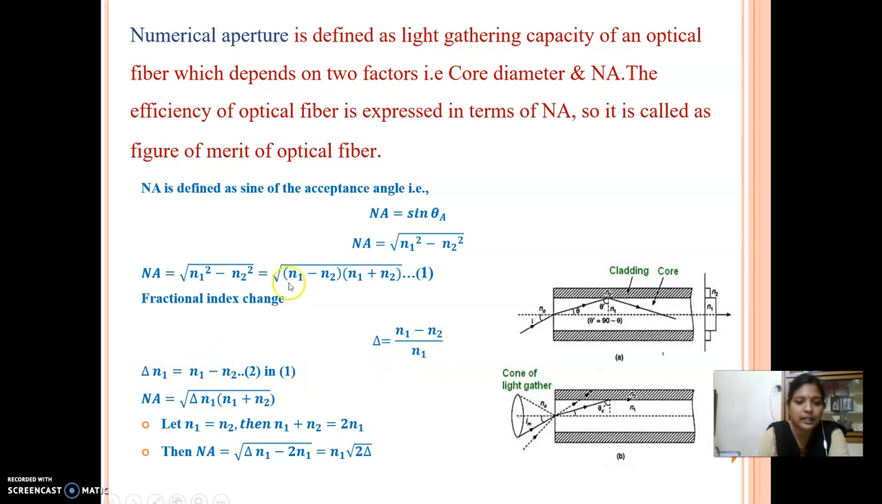We'll substitute this value again in the equation number 1. We get the following equation. Now let us take n1 is approximately equal to n2, that is then we'll get 2n1. So numerical aperture is equal to n1 root of 2 delta. Now this is the relation between the numerical aperture and fractional index, that is NA is equal to n1, refractive index of the core, into root of 2 into delta, where delta is your fractional index. And this is the relation between the numerical aperture and acceptance angle, that is NA is equal to sine of acceptance angle is equal to root of n1 square minus n2 square.